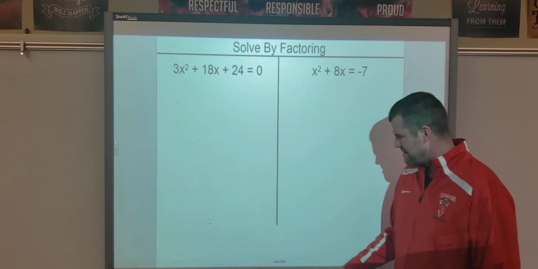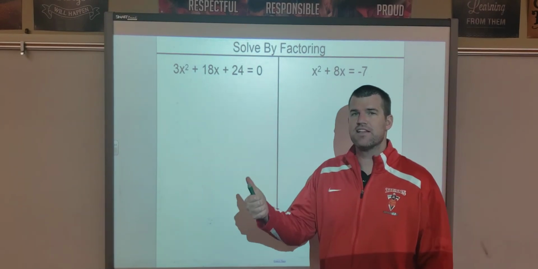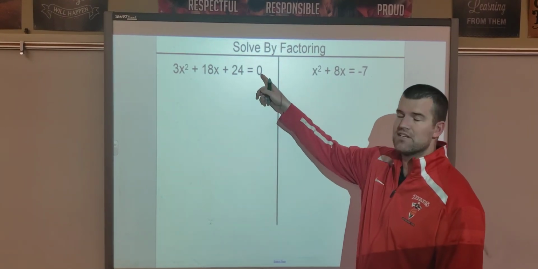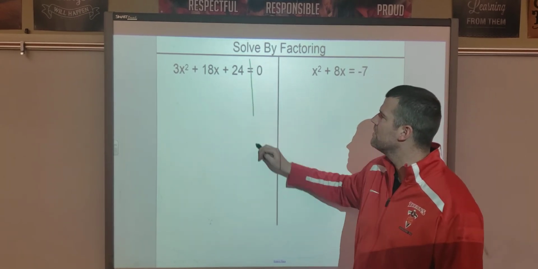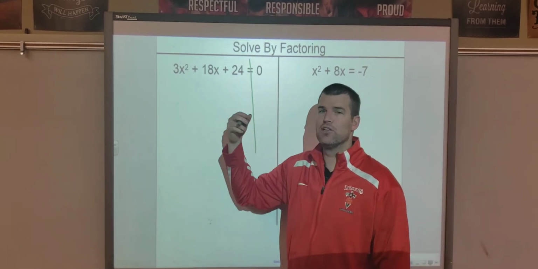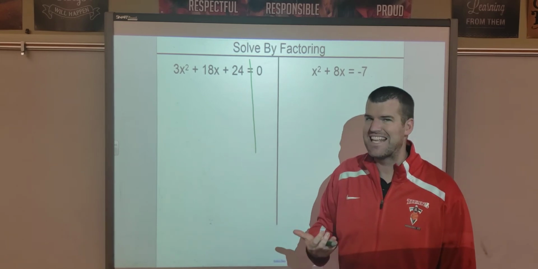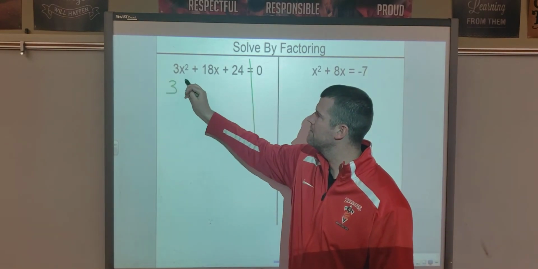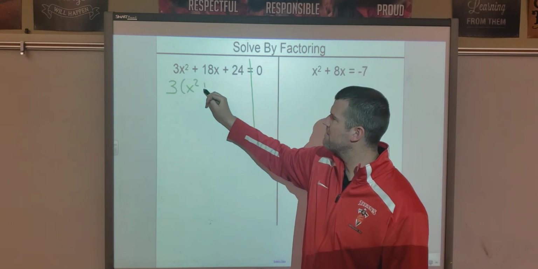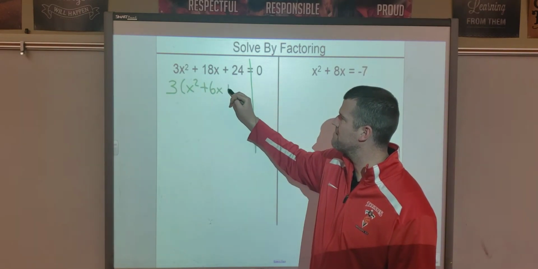All right, some more practice. So step 1, set it equal to 0. Perfect, already done. Step 2, factor. I've got 3 terms. I'm going to look for a GCF because that'll make factoring easier. And I notice that I have a common factor of 3, which leaves me with x squared plus 6x plus 8.